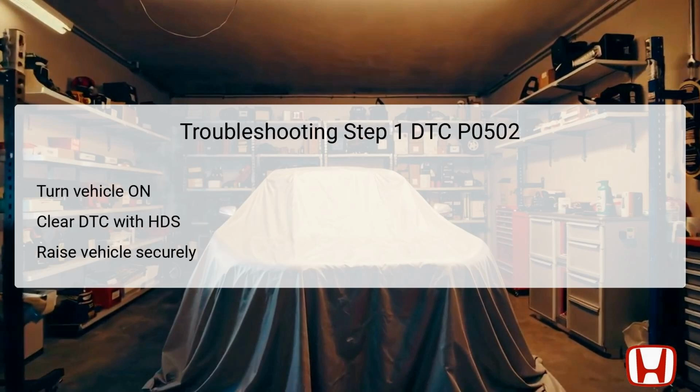The first troubleshooting step involves verifying the problem through a series of preliminary checks. Begin by turning the vehicle to the on mode without starting the engine. Then, utilize the Honda Diagnostic System, HDS, to clear any existing DTCs. This step is essential to ensure you are working with fresh data. After clearing the codes, securely raise the vehicle on a lift to allow for further inspections and ensure that the front wheels can rotate freely. Once this is done, start the engine.